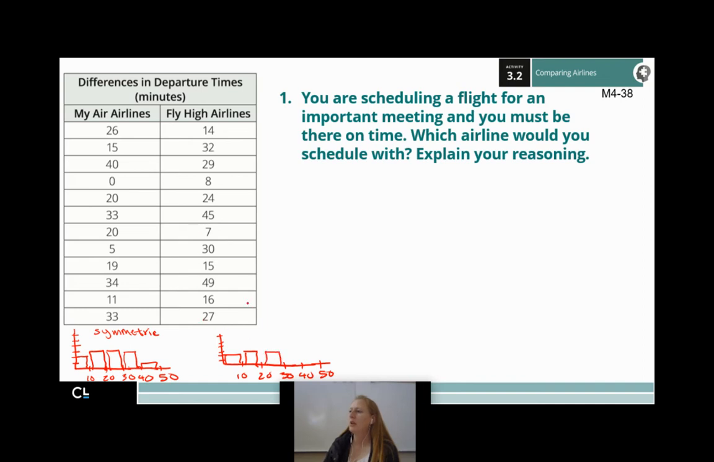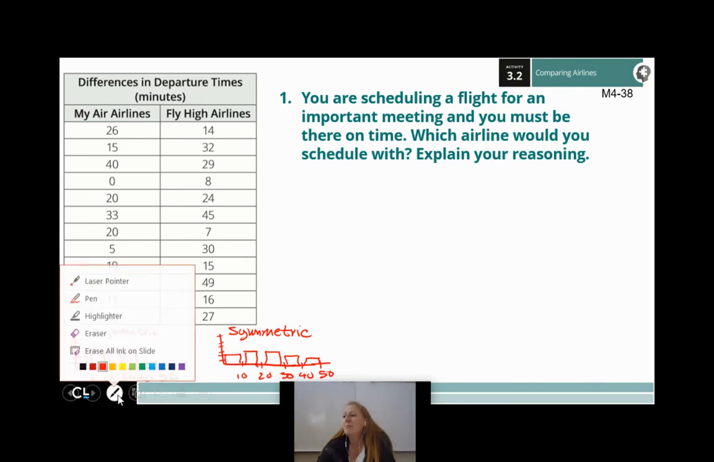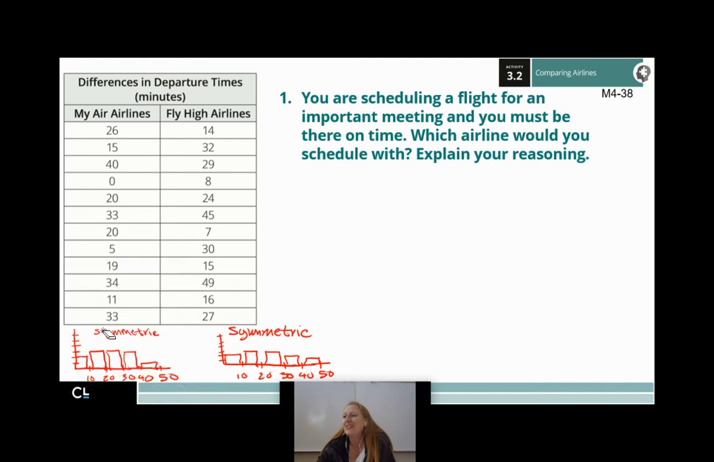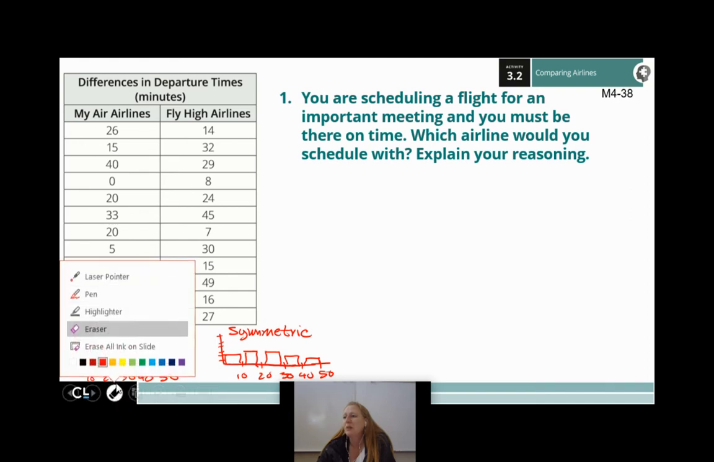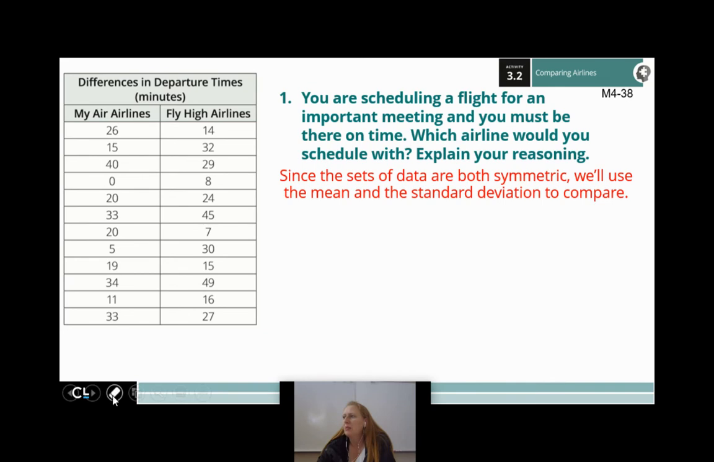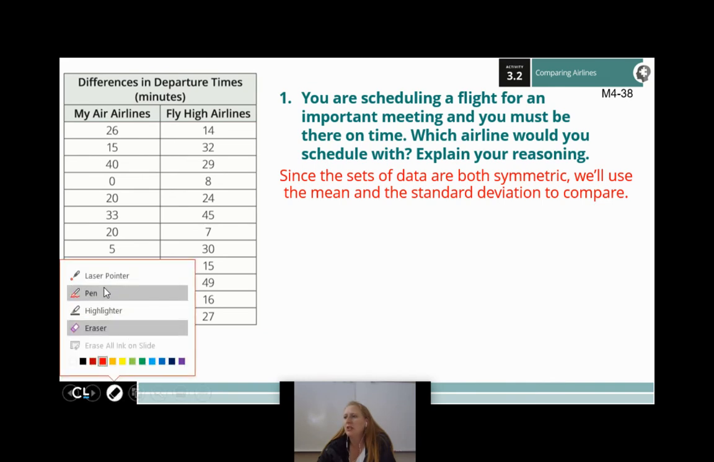Again, lots of 3s here. Anything in the 30s? 1, 2. And I got a couple in the 40s, 1, 2. I just have 2. You know, this data also looks pretty symmetric. There's a little bit of a lean to it, but nothing extreme. So since both of these are symmetric, I'm going to use the mean and the standard deviation. So I'm going to go ahead and erase these.